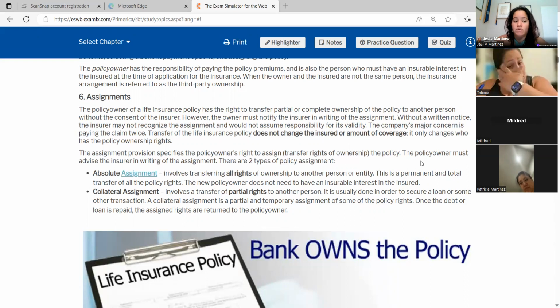So you have those two. Absolute assignment is just what it means, completely absolute. You transfer the whole thing. You cannot backtrack and say, oh no, I want it back. Can't do any of that. It's permanent. You transfer all the rights to a new person. Collateral is mostly used as partial. You can get it back after the debt is paid, and it's mostly used when it's a loan or something like that.